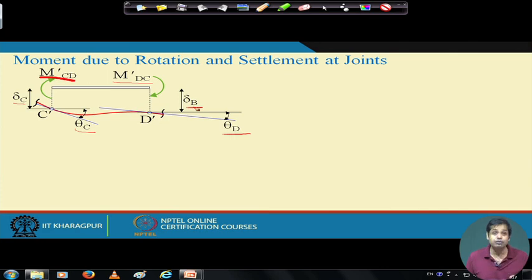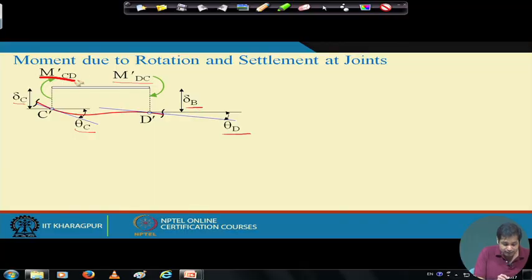Okay, what we do next is, since the method of linear superposition is applicable here, we can say that this moment, which has contribution from theta c, theta d and delta c, delta b, is equal to the moment due to theta c keeping all other values 0, plus the moment due to theta d keeping all other rotations and displacements 0, plus the moment due to delta c and delta b keeping theta c and theta d 0.